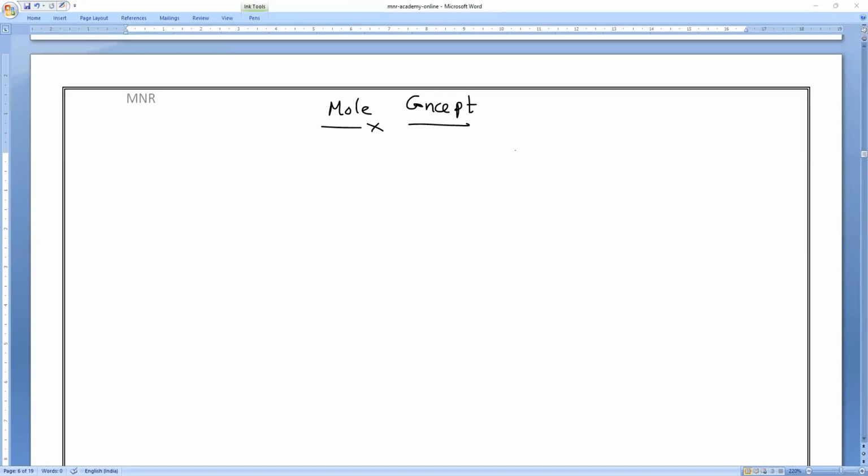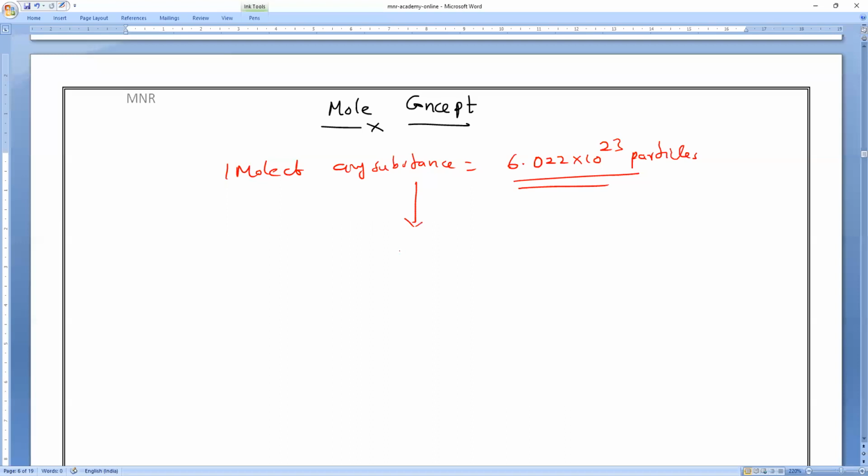So if I take 1 mole of any substance, doesn't matter which, how many particles does it equal, everybody? Please. 6.022 into 10 power 23 particles. So by this time, this number has to be there in our mind. Particles means what? 1 mole of any substance. Maybe they are atoms, or maybe they are molecules.